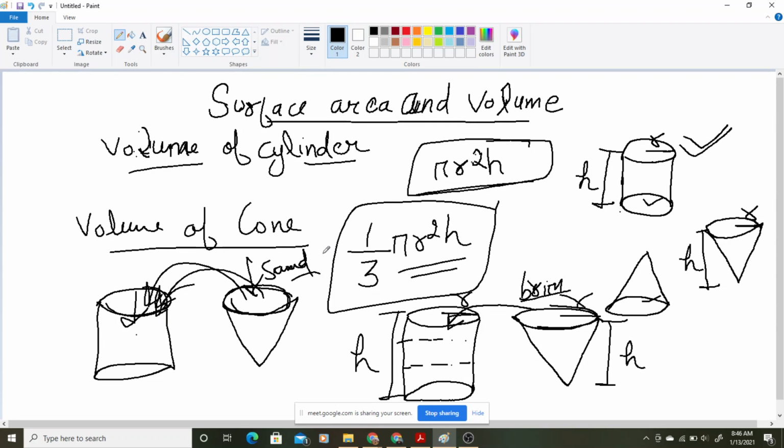So this is what we are saying, that the volume of cone is 1/3 of the volume of cylinder. It is 1/3 pi r square h. Okay, now coming to some question part.